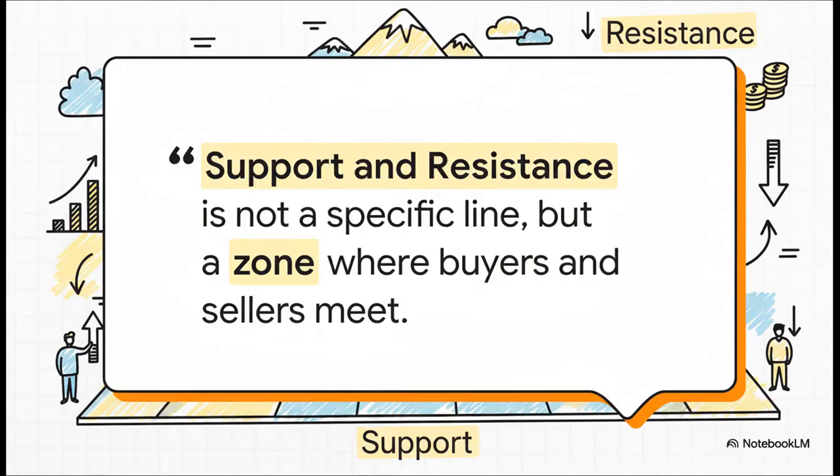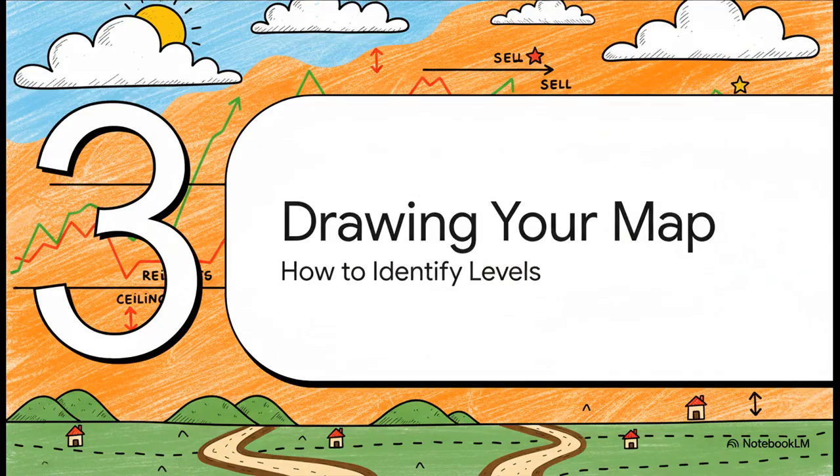Now, this is probably the most important thing to remember. Please don't think of these as perfect magic lines. They're not. They are zones. They are battlegrounds where buyers and sellers are literally fighting it out. Your goal isn't to find the exact price to the penny. It's to identify these high-probability areas where the action happens. Okay, so we got what these stations are, but how in the world do we actually find them?